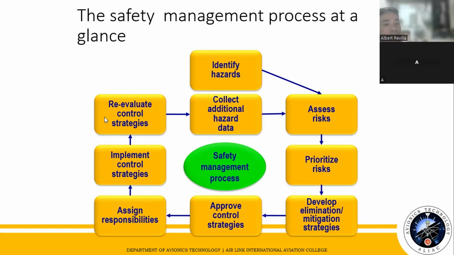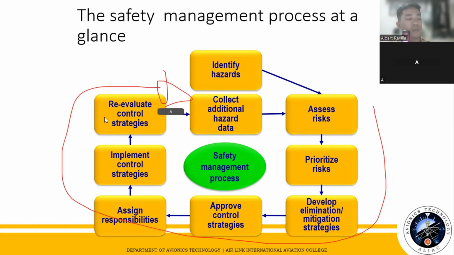Ayan. Merong assigned responsibilities, implement control strategies, reevaluate control strategies, collect additional hazard data. So, after collecting it, i-assess nyo pa ulit yun. Okay, kung meron pa, if sabihin natin untolerable pa, uulitin ulit yan lahat. Okay, that's why paikot yan. Ayan. Okay. So, ulitin natin, after you evaluate the control strategies, pag na-collect mo yung additional hazard data, i-assess mo ulit yun. And, magkakaroon ka ulit ng development of elimination and mitigation strategies.